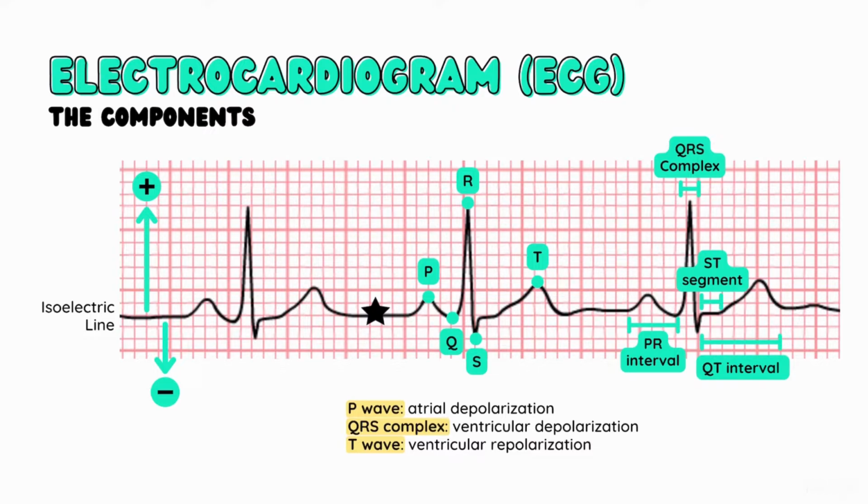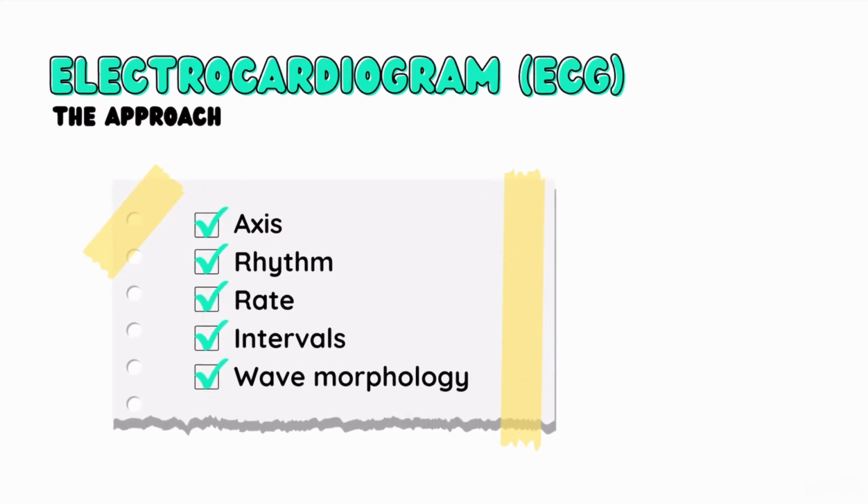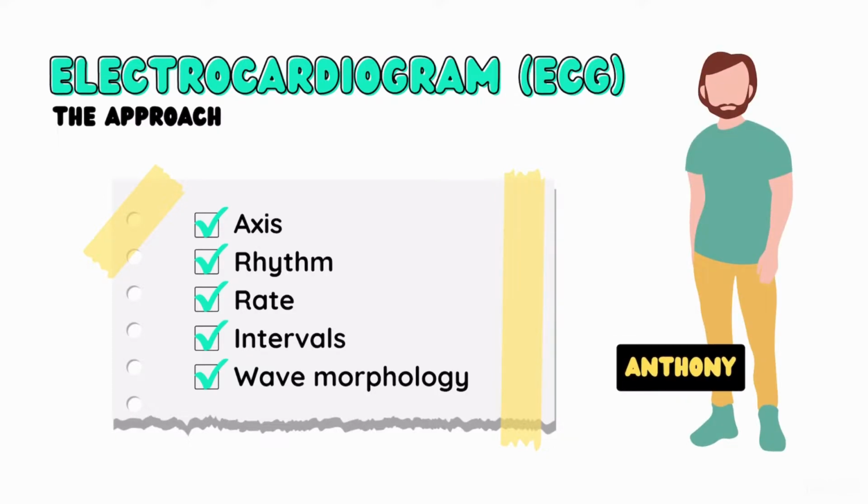Now let's use this information to read ECGs. When we read an ECG, we want to assess for 5 basic characteristics: axis, rhythm, rate, intervals, and wave morphologies. To understand all this, let's consider our patient, Anthony. Anthony presents to the clinic for a pre-operative clearance visit. As part of that appointment, he has been ordered an ECG.